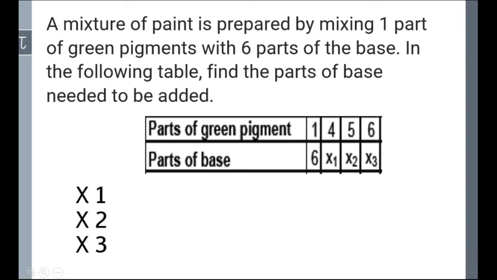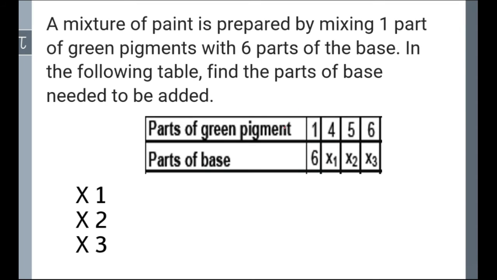Let us see an example of ratio. Let's try to solve this. I suggest you all to have paper and pen with you so that you can try to solve this example with me. So, a mixture of paint is prepared by mixing 1 part of green pigment with 6 parts of the base in the following table. Find the part of base needed to be added. Right? So, इस क्वेश्चन में हमें बताया गया है कि ग्रीन पिगमेंट अगर 1 है तो पार्ट ऑफ बेस इज 6. सो ग्रीन पिगमेंट अगर हमें 4 चाहिए तो हमें बेस कितना चाहिए? Try to solve it with me.